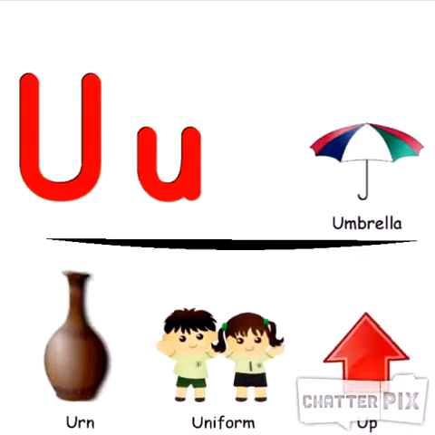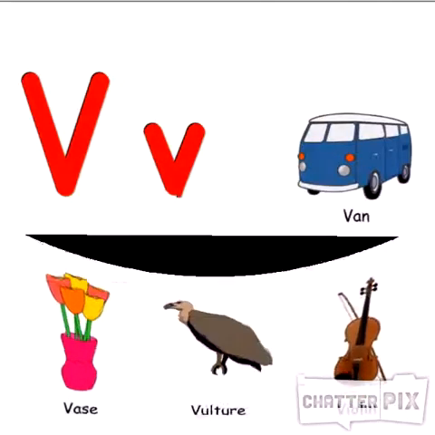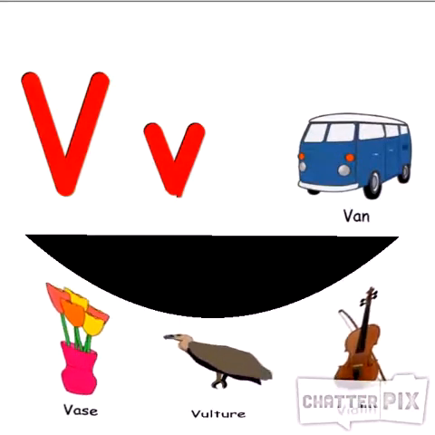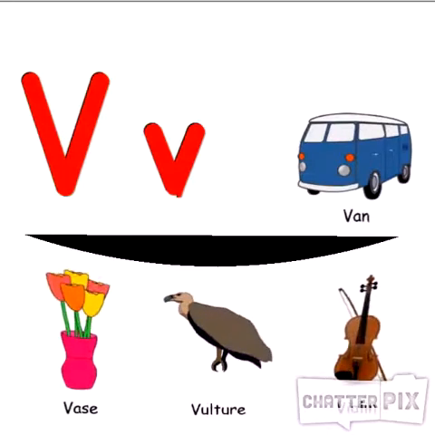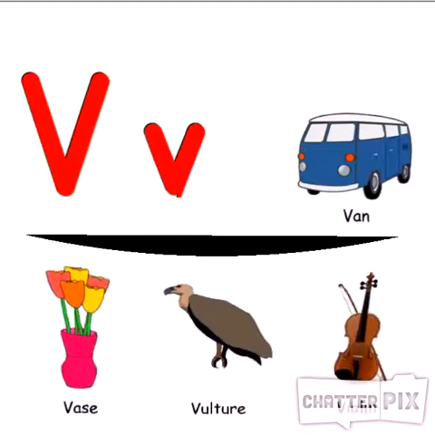Umbrella, urn, up. Now children, after letter U, the next letter is letter V. And the sound of letter V is V. V. Van, V. Vase, V.